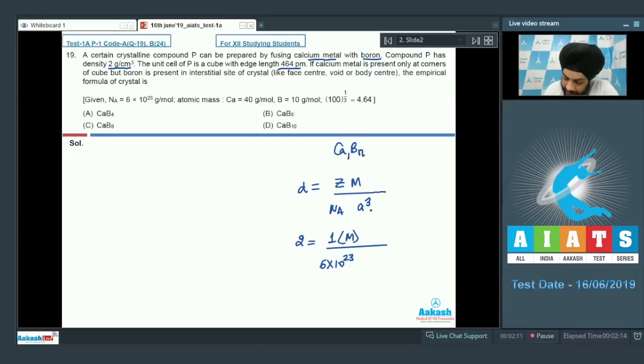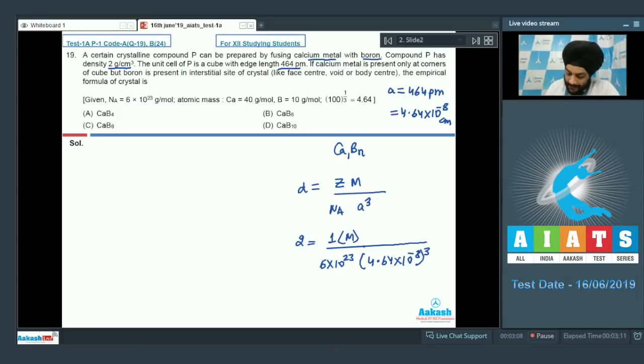And if you talk about the value of a cube, the density data is given to us in centimeter cube, so the value of a has to be put in centimeters. So a given to us is 464 picometers. When it is converted into centimeters, we have 4.64 into 10 to the power minus 8 centimeters. So we can directly cube this value: 4.64 into 10 to the power minus 8 whole cube.